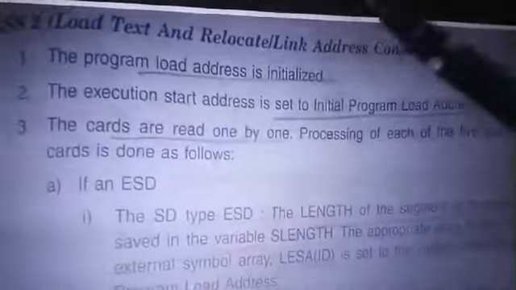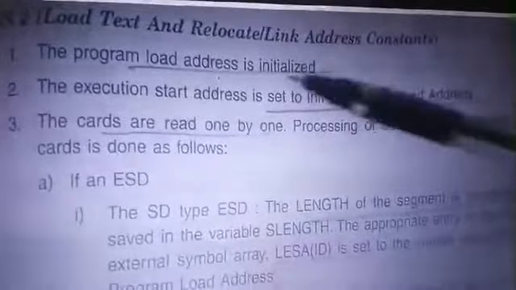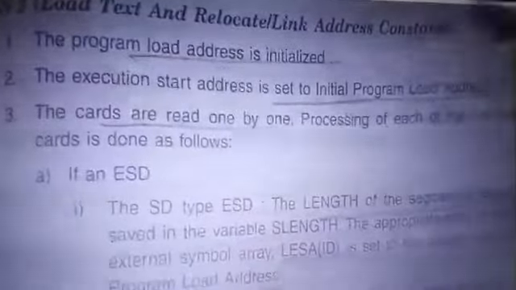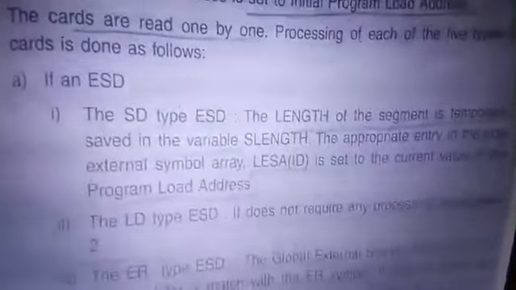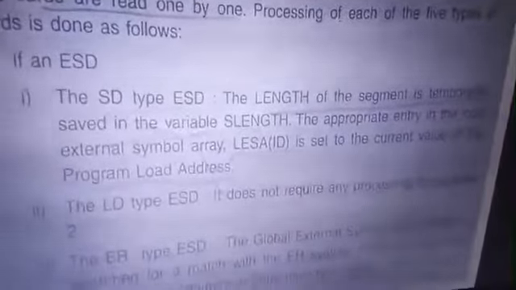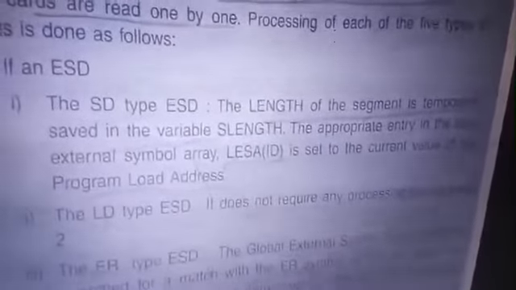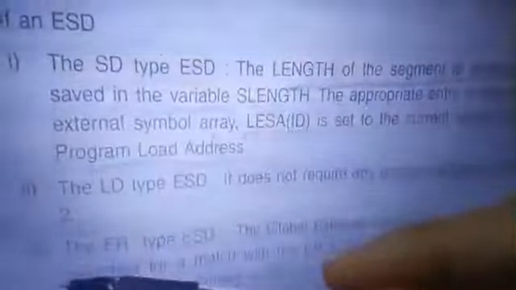So in pass2, we again initialize from the first; this is the second pass. We start from the first, and execution starts from the initial load address, that is 900. We'll read one by one. If it is an ESD card and it is SD, again we want that length, to know till what value the segments extend. If it is LD, this was already processed in pass1, so it does not require processing in pass2.